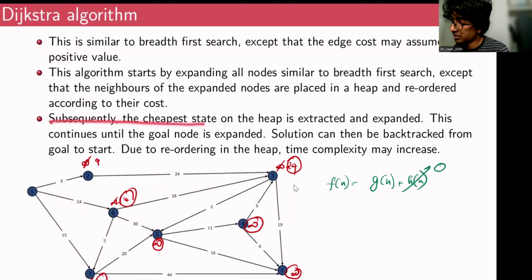Subsequently, the cheapest state on the heap is extracted and expanded. So just as we were talking, we extract the cheapest node and then we expand it. This continues until the goal node is expanded. The solution can then be backtracked from goal to start. Due to reordering in the heap, time complexity may increase. Each time we are reordering, we have to expand further. So that could be detrimental when the connectivity is far too complex. We'll see an example of this Dijkstra algorithm further down this lecture, and then it will become more clear, I hope.